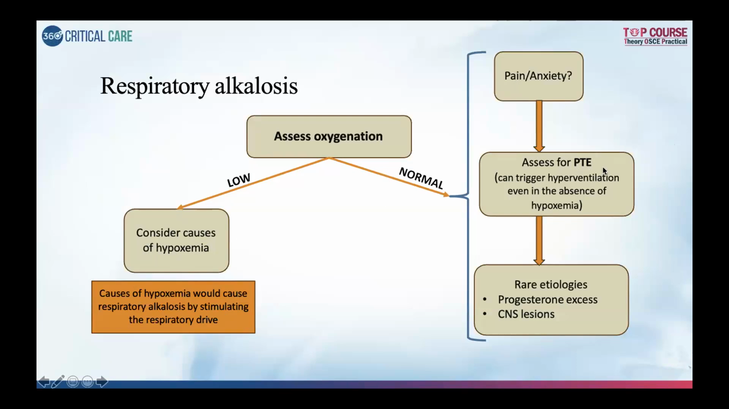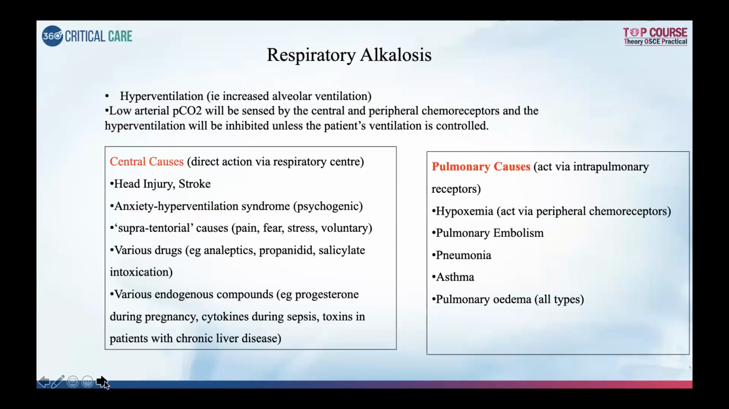Some patients who have a pulmonary thromboembolism can also present with respiratory alkalosis as the first ABG, and rarely CNS lesions, progesterone. These are the list of disorders that can cause respiratory alkalosis. Central nervous system, psychogenic, heat stroke, any head injury, traumatic brain injury. You have the paroxysmal sympathetic syndrome, and then various drugs like salicylate, progesterone, sepsis, all those things. Pulmonary factors: hypoxemia, pulmonary embolism, even asthma. The first ABG could show respiratory alkalosis as the predominant thing.